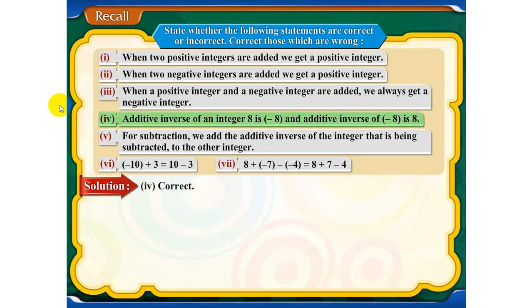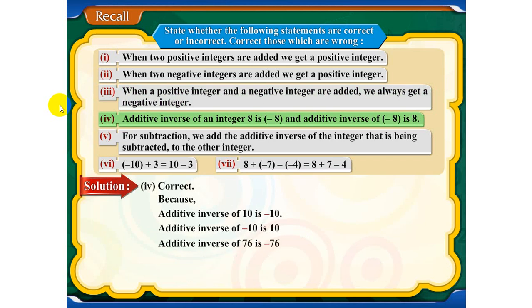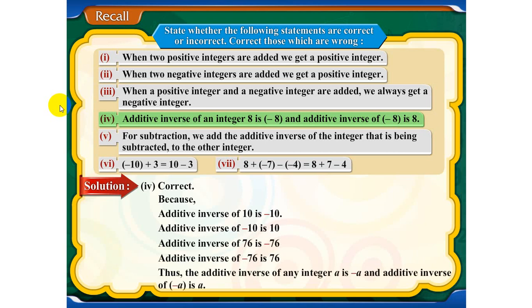4. Correct, because additive inverse of 10 is negative 10. Additive inverse of negative 10 is 10. Additive inverse of 76 is negative 76. Additive inverse of negative 76 is 76. Thus, the additive inverse of any integer, a, is negative a, and additive inverse of negative a is a.